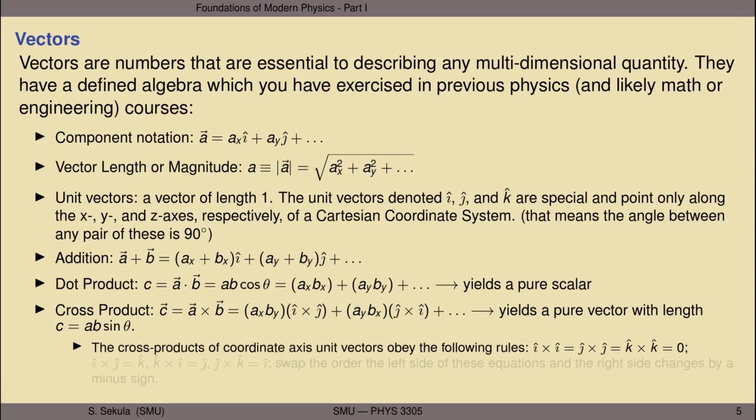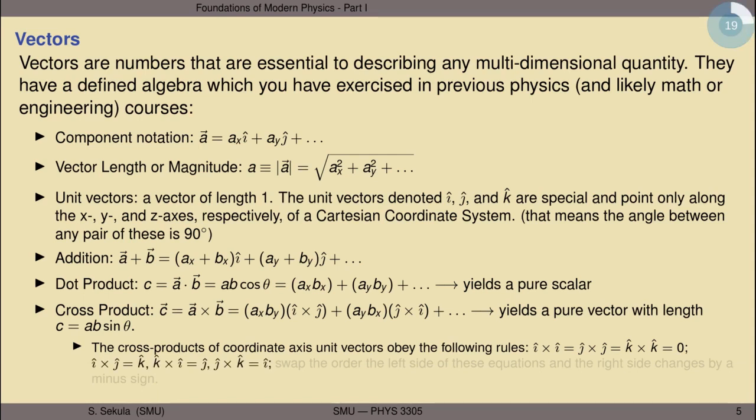Now, the cross products of coordinate axis unit vectors like i hat, j hat, and k hat obey the following rules. The cross product of any unit vector with itself is 0, because there is no vector that's perpendicular at the same time to both i and itself. There's an infinite number of those vectors, and the cross product yields a result of 0 for this. Similarly with j cross j and k cross k.